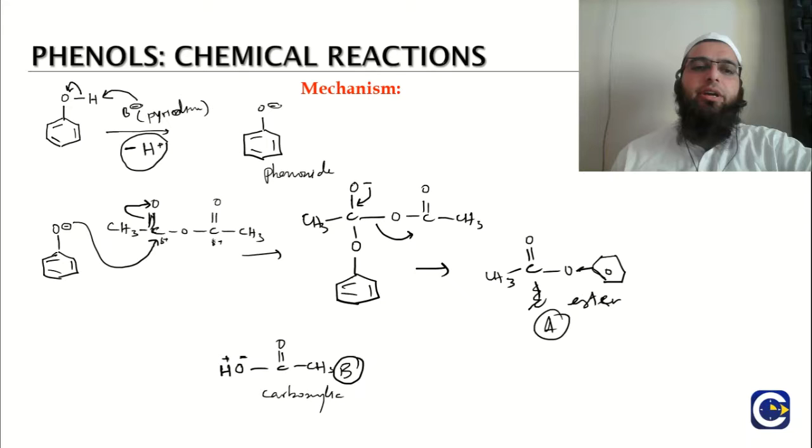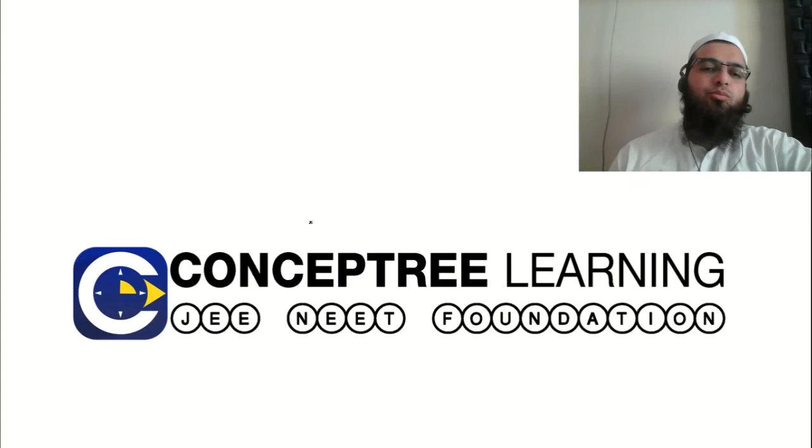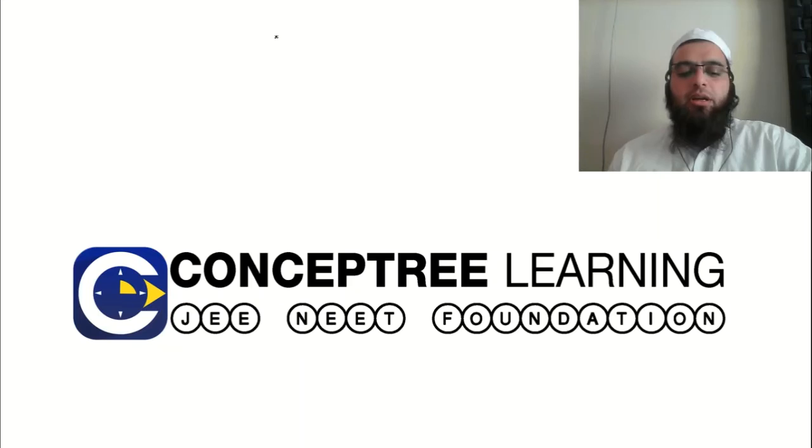We can use different types of acid anhydrides, and we'll get different esters and different carboxylic acids. So this is the simple mechanism of the esterification reactions that we have studied. In the upcoming videos we'll be discussing other reactions of phenol.